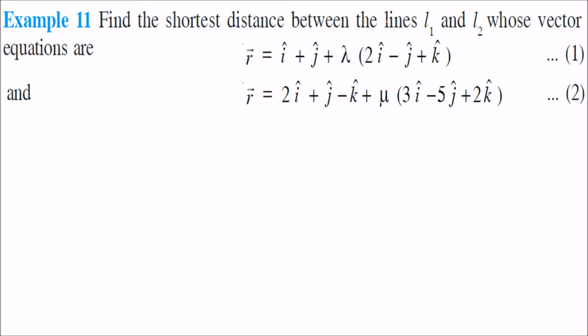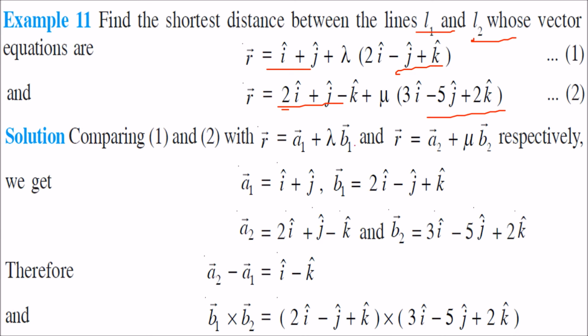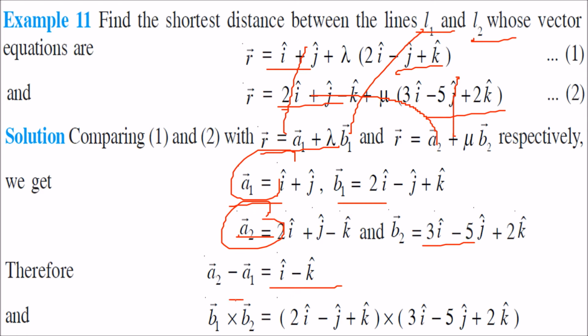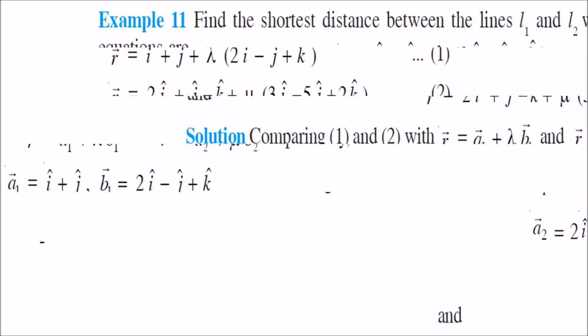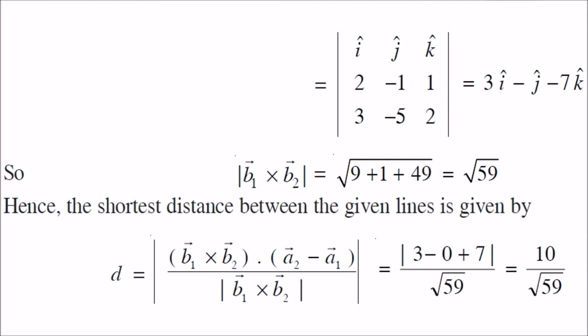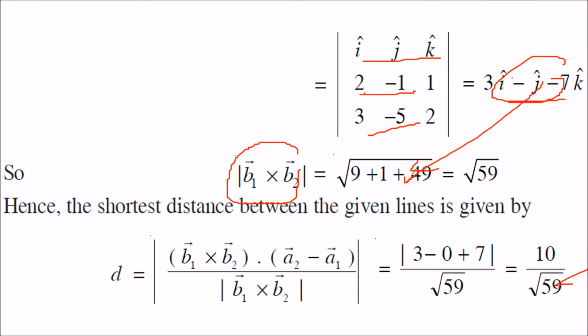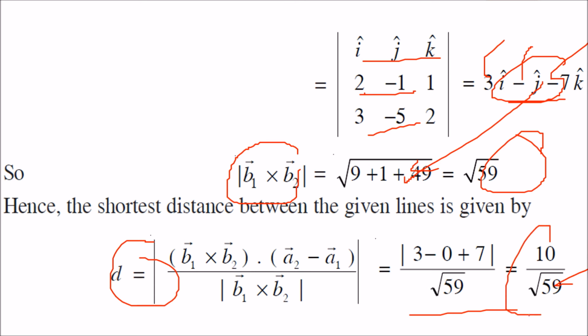Now let us find the shortest distance between these two lines whose equations are like this. So they are non-coplanar skew lines. This is A1, this is B1, this is A2, this is B2, and we know the formula directly. So just equate them with r equal to A1 plus lambda B1, and r equal to A2 plus mu B2. A1 is this, B1 is this, A2 is this, B2 is this. Find A2 minus A1, that is i minus k will come. B1 cross B2, just take the cross product, which will be found by finding this ijk determinant, and then the B1 cross B2 magnitude. So find the magnitude of this, 3 square plus 1 square plus 7 square. Just place it in this equation and you get the final result, 10 by root 59.